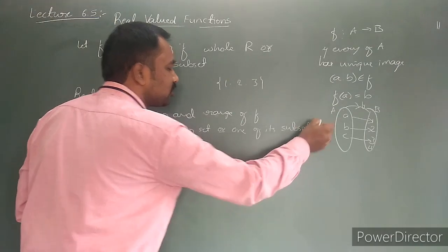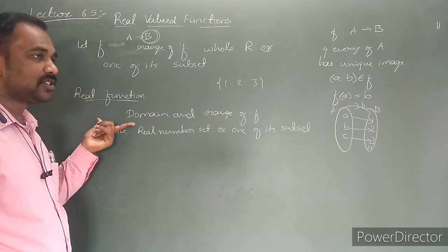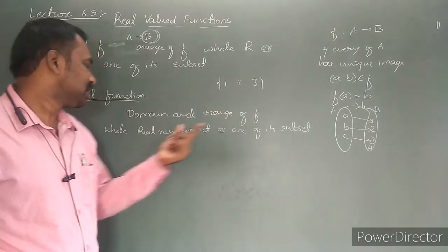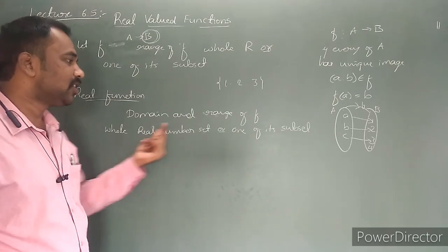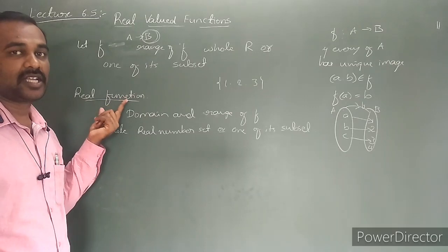In that case, it is said to be a real function. What is a real function? Suppose f is said to be a real function if the domain and the range of the function is the whole real number set or one of its subsets. In that case, the function is said to be a real function.